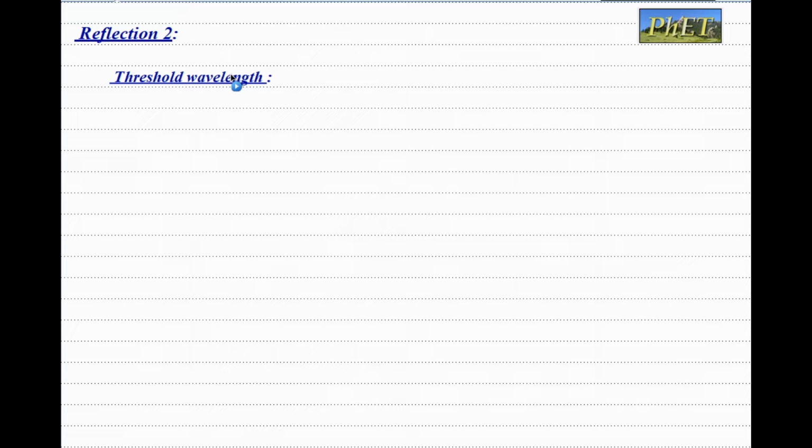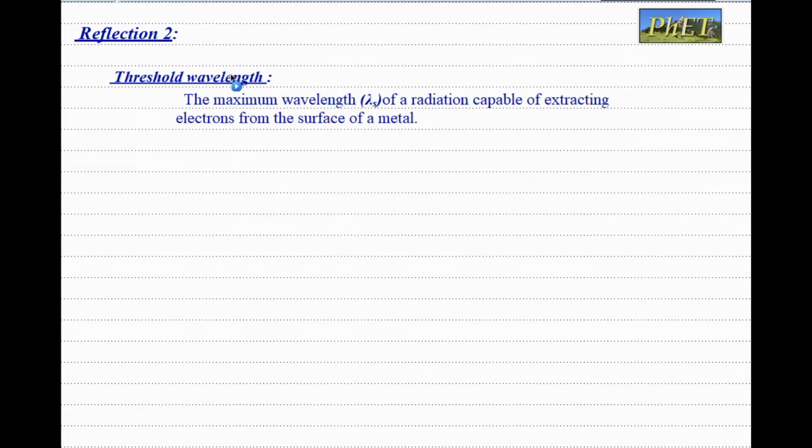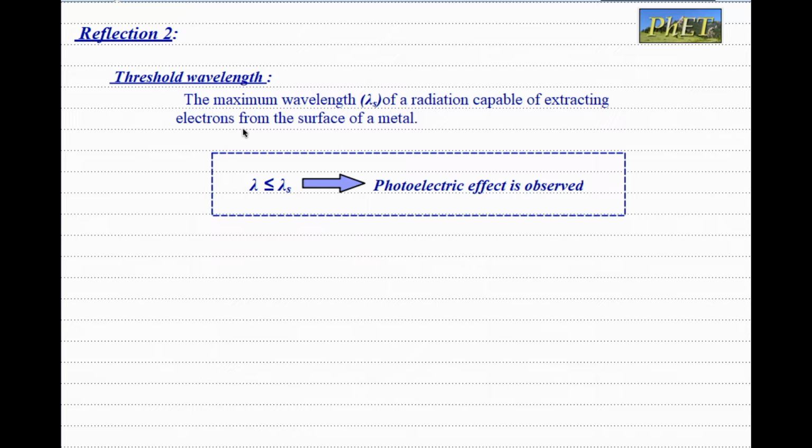Threshold wavelength is the same thing, but it controls the emission of an electron or not. It is the maximum wavelength of radiation capable of extracting electrons from the surface of a metal. We have seen it, for example, for calcium. 427 nanometers is a threshold. Above this value, nothing happens. Below this value, photoelectric emission takes place. So this is what we need to memorize. When lambda is less than lambda threshold, photoelectric effect is observed.